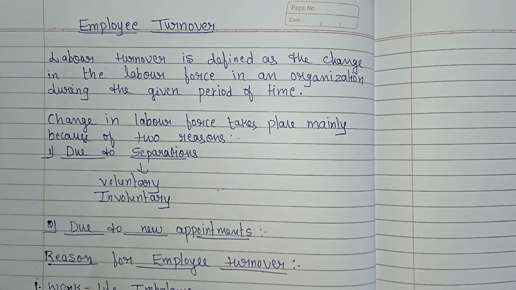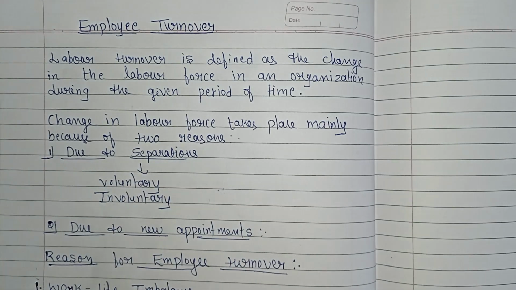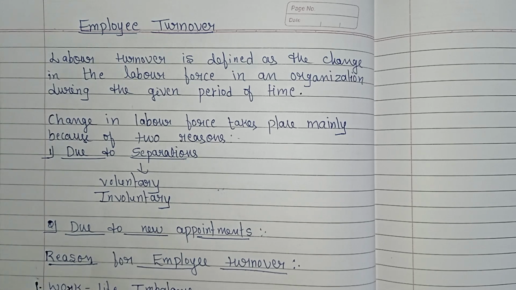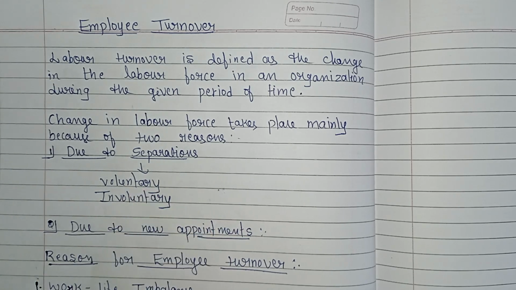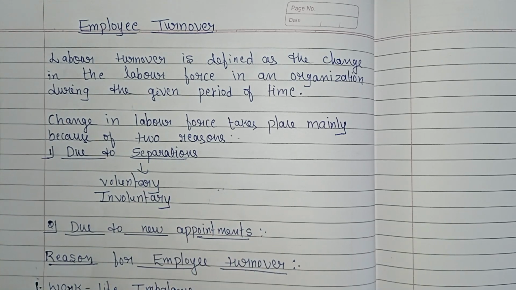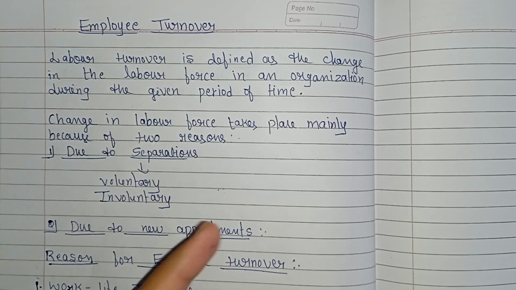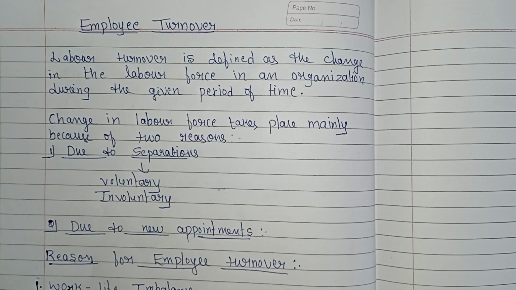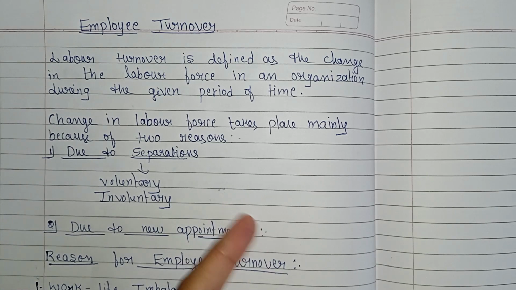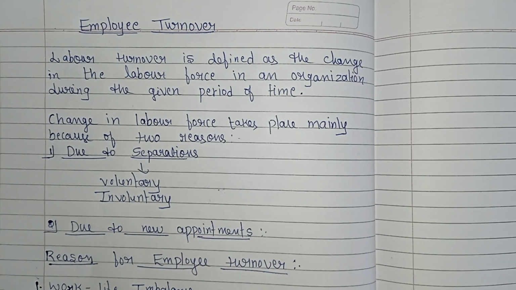Due to separations, it means what? It refers to when employees leave the organization for any reason, and it can be voluntary or involuntary. Voluntary means when employees leave by their own choice, for example for a better job, retirement, relocation, or some personal reasons. And the second one is involuntary. Involuntary means when the company asks the employee to leave.